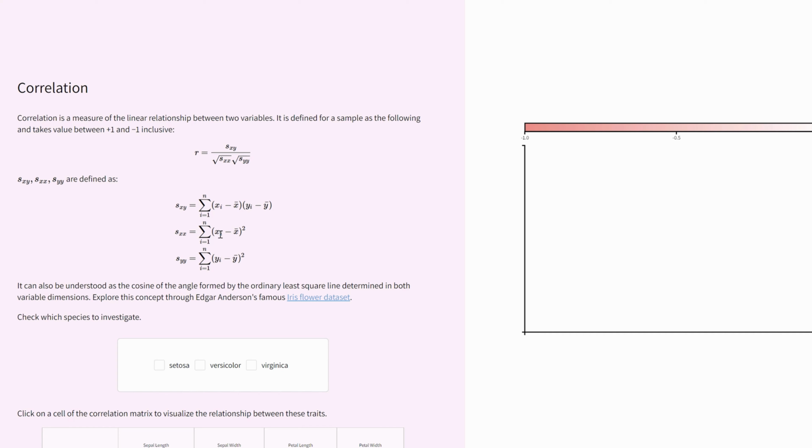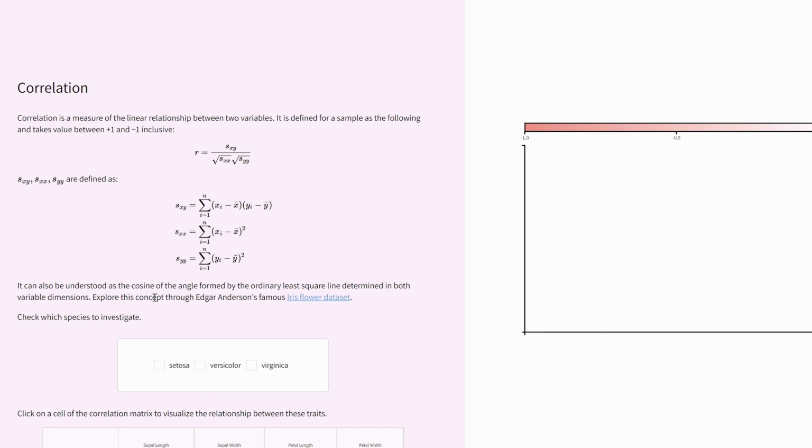It's like the deviation from the mean squared. It can also be understood as the cosine of the angle formed by the OLS line determined in both variable dimensions. And this I don't know.